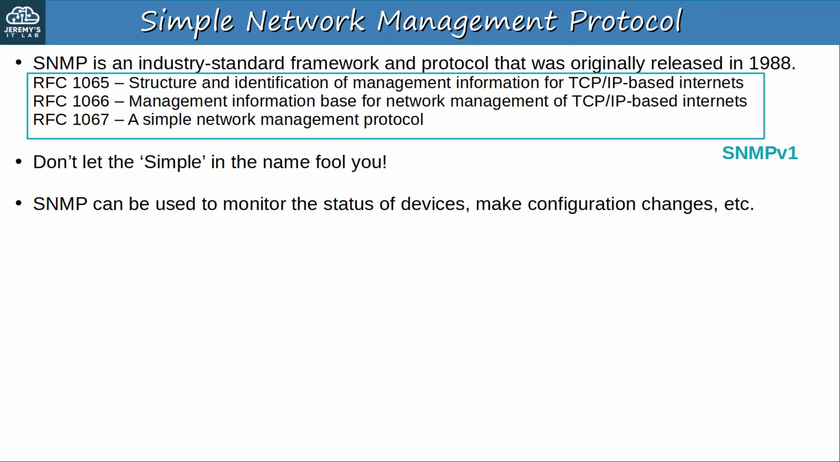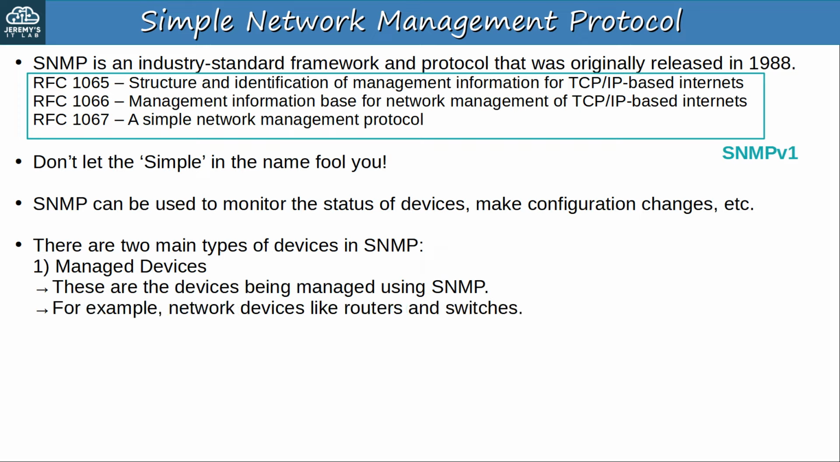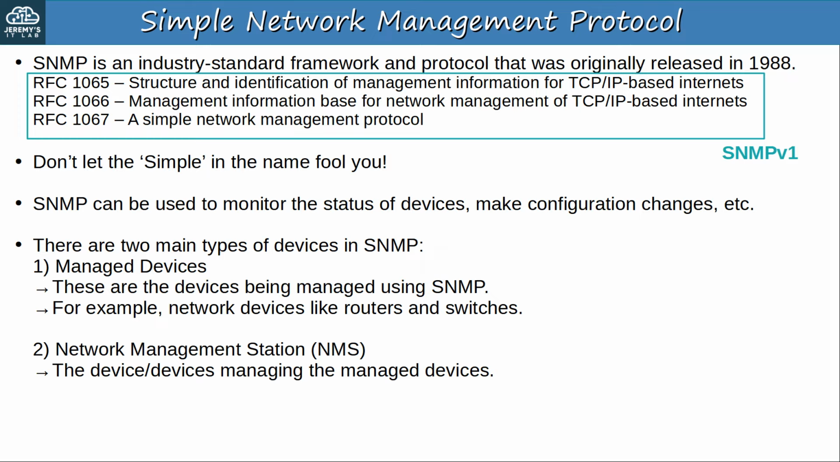SNMP can be used to monitor the status of devices, make configuration changes, etc. There are 2 main types of devices in SNMP. First, there are the managed devices. These are the devices being managed using SNMP. For example, network devices like routers and switches. We can use SNMP to monitor the status of the routers and switches in our networks. And the second type is the Network Management Station, NMS. You might also hear Network Management System instead of station. It's the same thing. This is the device, or devices, managing the managed devices I mentioned above. This is the SNMP server, although typically we use the term NMS instead of SNMP server.